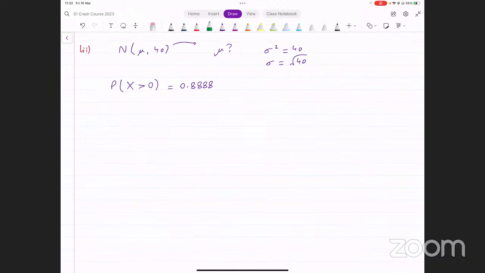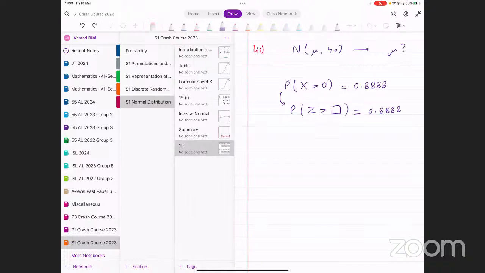How do we start? We first convert it to something in terms of z. So it becomes z greater than something. We don't know what this value of z is. Remember, this is inverse normal. We have probability given. We need to find something missing from the data. So this is inverse normal, right? So we convert it to something in terms of z first of all. We say z greater than something is equal to 0.8888. And now we need to figure out whether this value is positive or negative. How do we do that? We do that using the normal distribution curve. Let me copy that here.